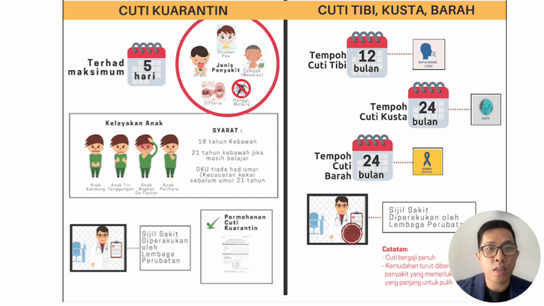So there are many types of sick leave, which includes cuti quarantine, to take care of your children or to take care of yourself. We also have cuti TB, cuti kusta, and cuti bara. Okay, if you have TB, you are entitled to 12 months of fully paid leave. You have kusta or you have cancer, you are entitled to have 24 months of paid leave. Okay, but this is only applicable to government sectors.